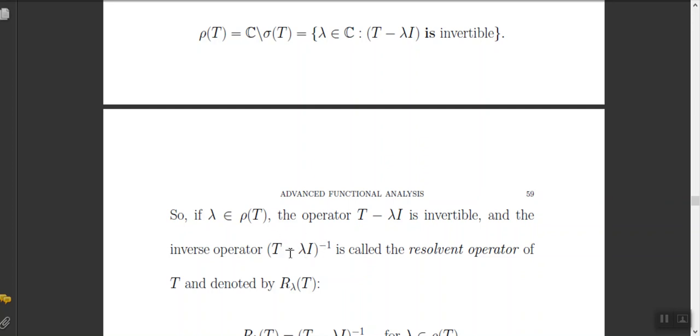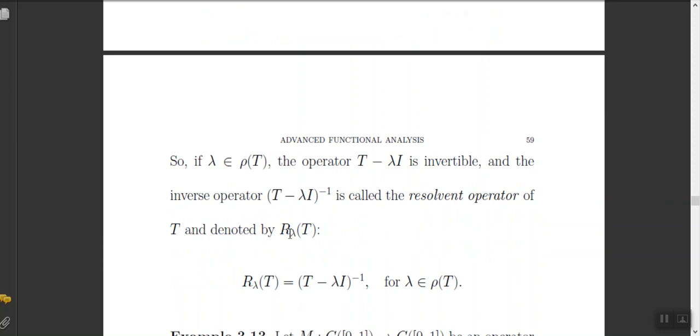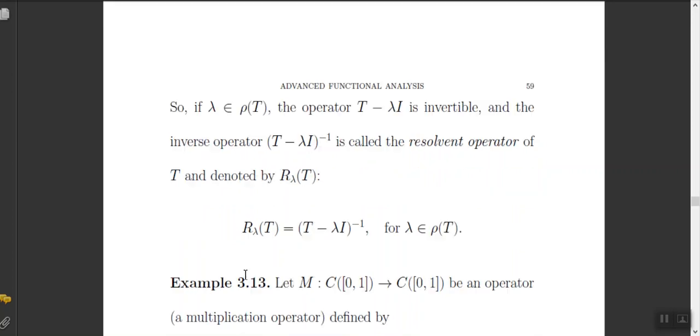This inverse operator is called the resolvent operator of T and is denoted by R lambda of T. Okay, when we say R lambda T and lambda is an element of the resolvent set, it means T minus lambda I is invertible, and the inverse is denoted by this. So R lambda T is the resolvent operator of T, which means T minus lambda I inverse, where lambda is an element of the resolvent set.